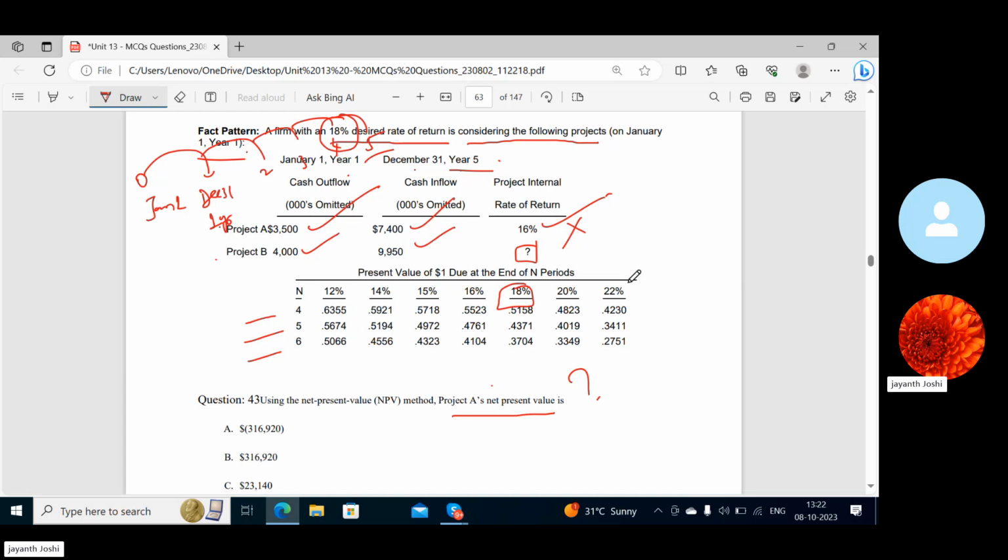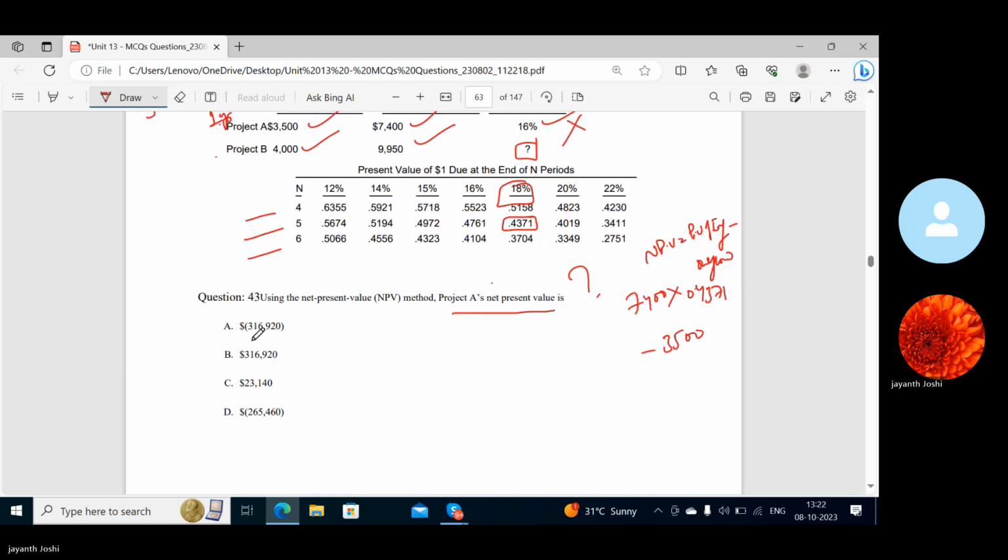So the discount factor is 18%. That's understood. 0.4371 will be the factor for the 5th year, right? Into 7,400, since the inflow is 7,400. So NPV is present value of inflow minus outflow: 7,400 into 0.4371 minus 35,000. Can you do this? 3,234.54 I am getting, minus 35,000 is a negative NPV, sir.